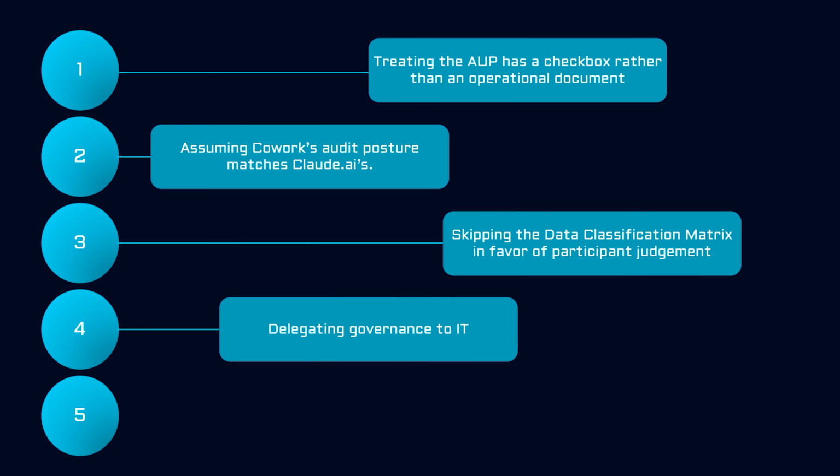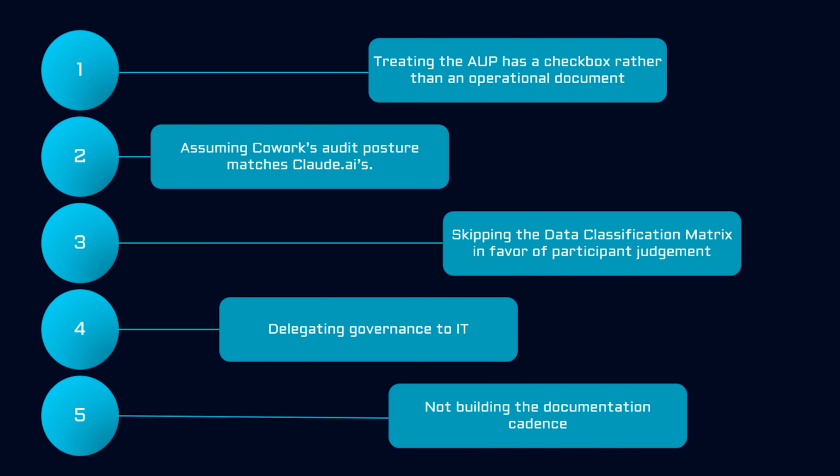Delegating governance to IT. The four pillars are not technical decisions. Identity has a technical implementation through RBAC, but the policy decision about who gets what permission is a governance question. Pilots that delegate the governance pillars to the team responsible for configuring them produce technical configurations that may not reflect what the organization actually intended to permit. And not building in the documentation cadence.